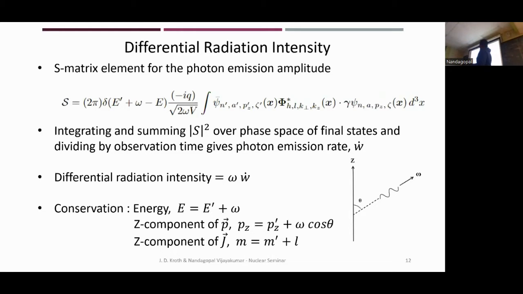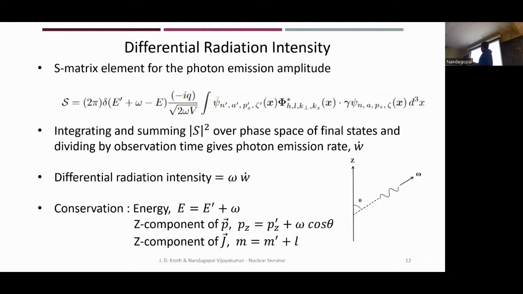So once we have S, integrating and summing over mod S squared over all the final state quantum numbers will give us the probability of radiation, and dividing by total observation time gives us the photon emission rate. So multiplying this with the energy of the photon gives us the differential radiation density.